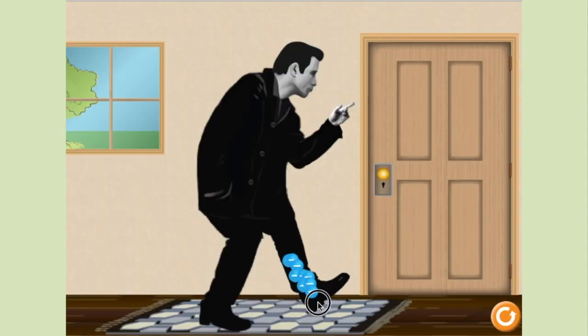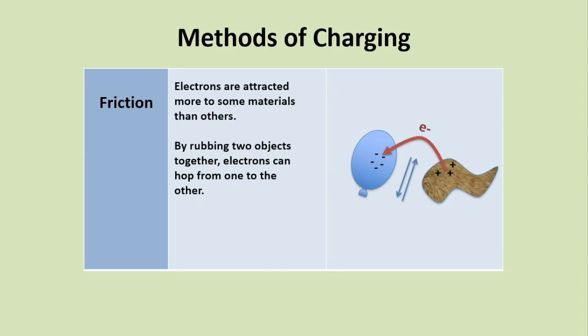If we rub two objects together, electrons are able to hop from one to the other. This leaves the objects with opposite charges. In this case, on the right, we have a balloon and some piece of fur. As we rub this balloon and fur together, the balloon gathers those electrons from the fur, making the balloon more and more negative. And since the fur is losing electrons, it's becoming more and more positive. The key takeaway is that friction leaves the objects with opposite charges. It is able to change the overall charge of those objects so that one is negative and the other is positive.